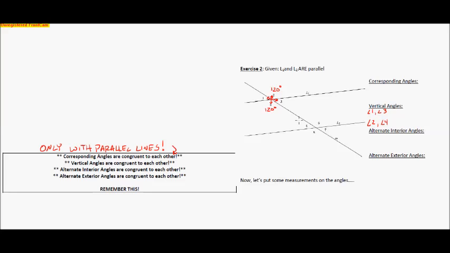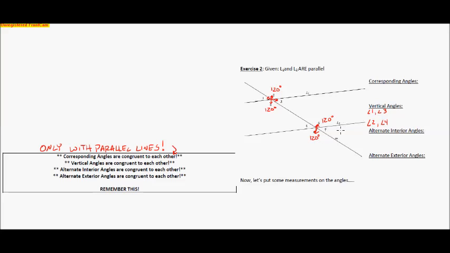Now from a minute ago when we said we had corresponding angles, well, angle 2 would also be corresponding with angle 6, so we know that's 120. And angle 4 is corresponding with angle 8, so we know that's 120. And again, they're vertical angles with each other, and they're the same. So it follows, it checks each other.